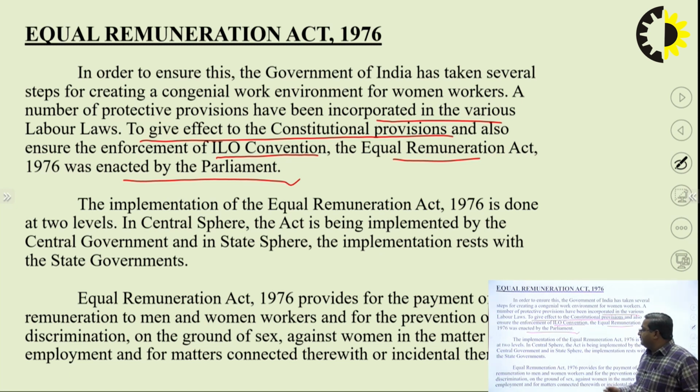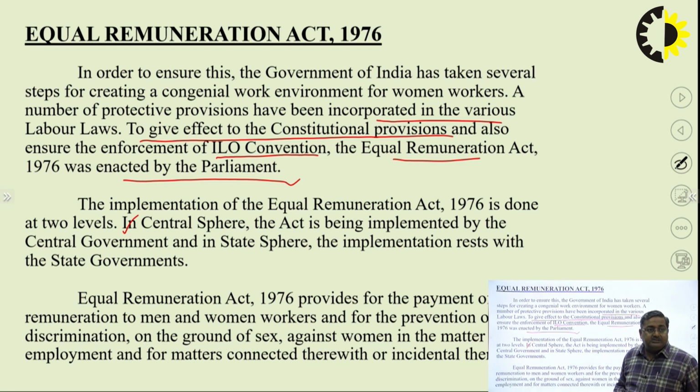The implementation of the Equal Remuneration Act 1976 is done at two levels. Now, what are those levels? One, the central sphere. The Act is being implemented by the central government. In the state affairs, the implementation rests with the state government.